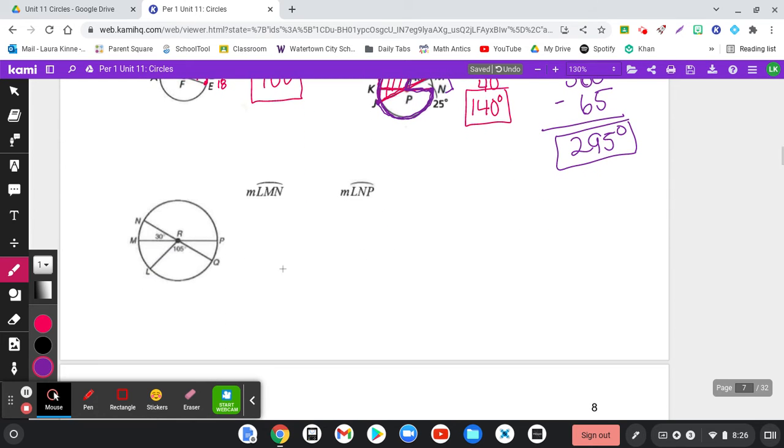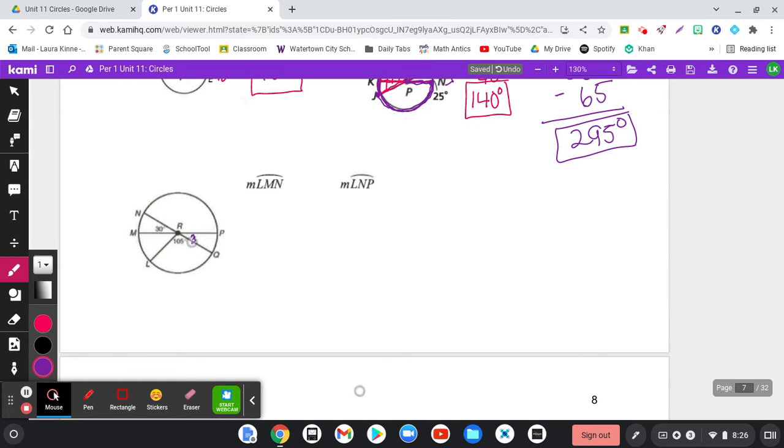All right, one more like this. So we have 30, which means that this one's 30 over here. We have 105. I see a couple diameters there. Let's see what they're asking. So the first one, arc LMN.